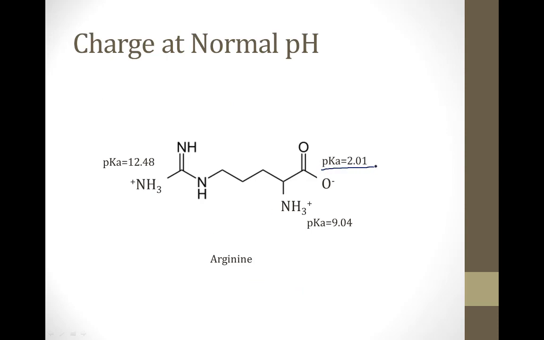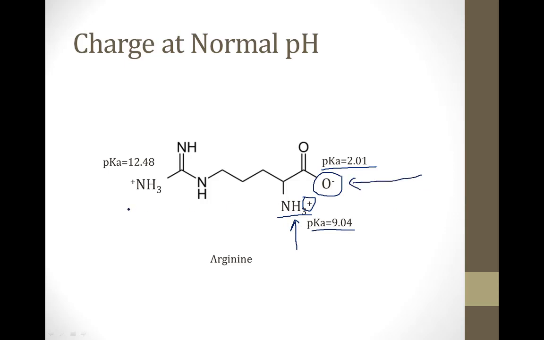The carboxylic acid group has a low pKa of 2.01, so at plasma pH you are most likely to find this unprotonated with a negatively charged oxygen molecule. The amine group attached to the alpha carbon has a pKa of 9.04, so at plasma pH this is most likely to be protonated with a positive charge, and the positive charge from this amine group will cancel out the negative charge from the carboxylic acid group.